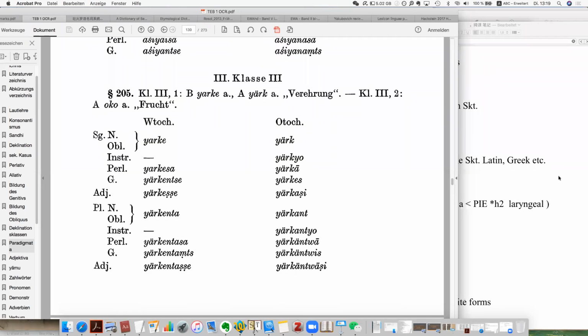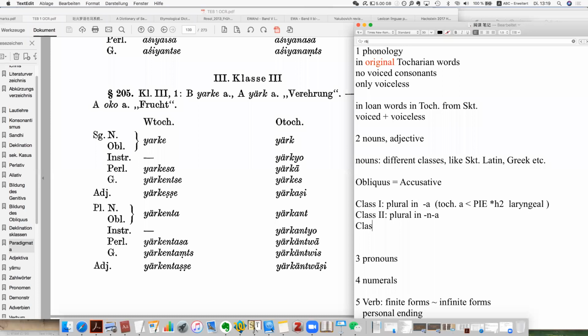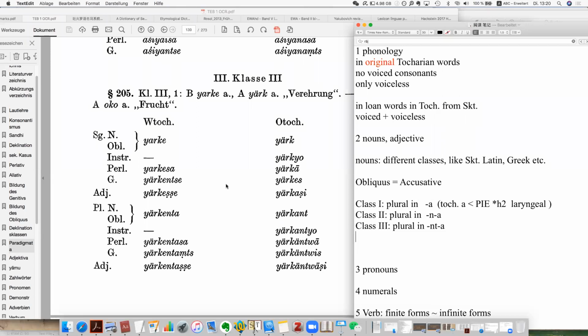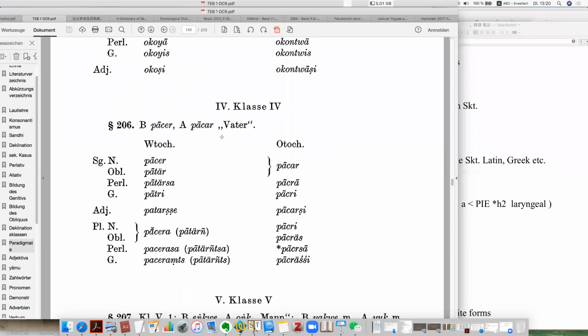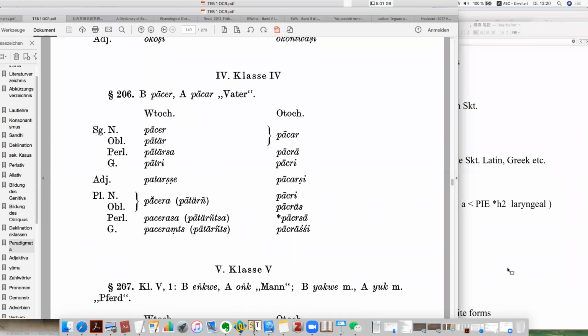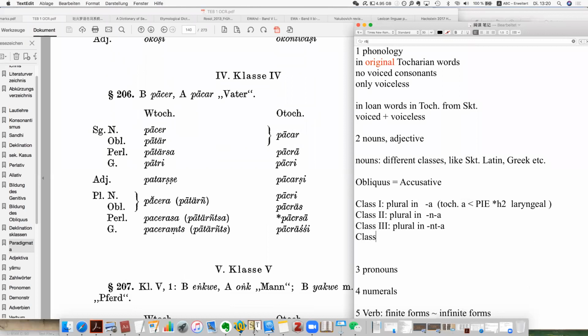You see class 3. Class 3, it's plural in enta. So again, you see it is pretty regular. Okay, and now let's move on to class 4. Class 4 is a little bit different.